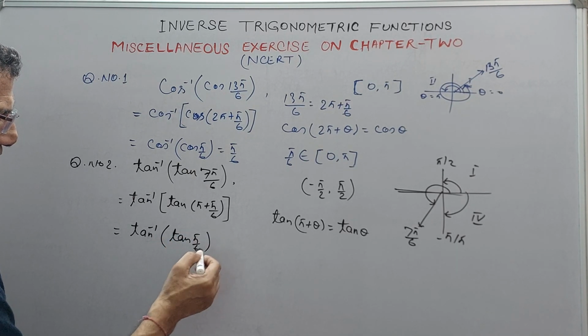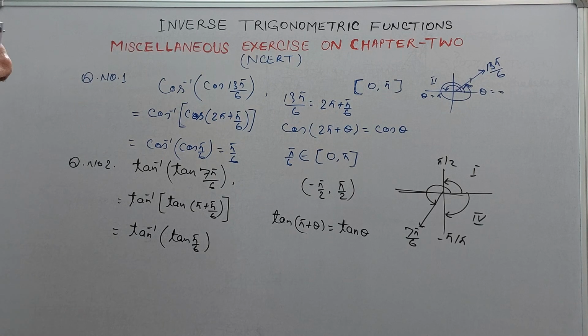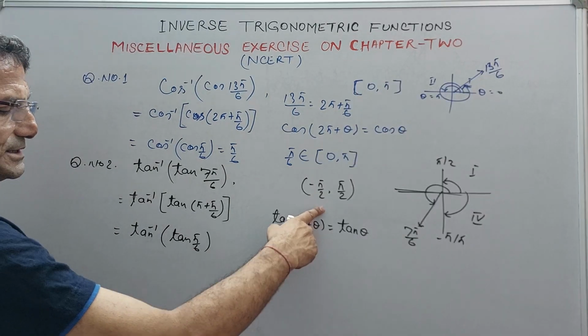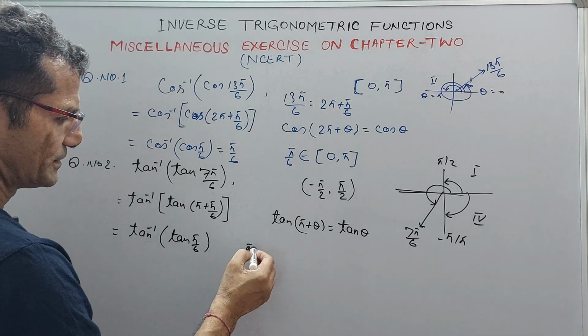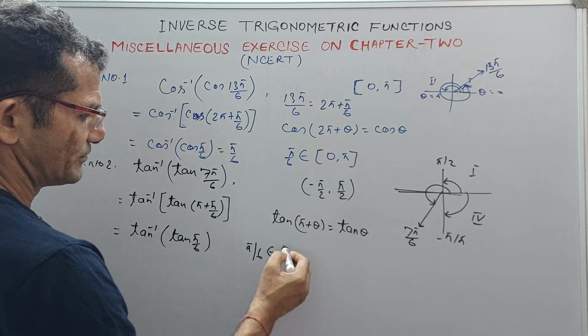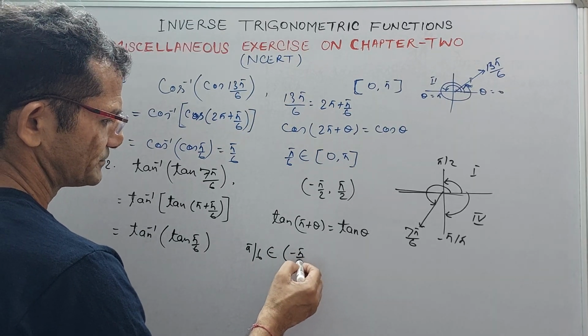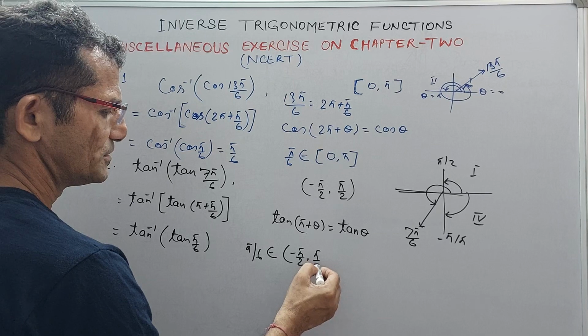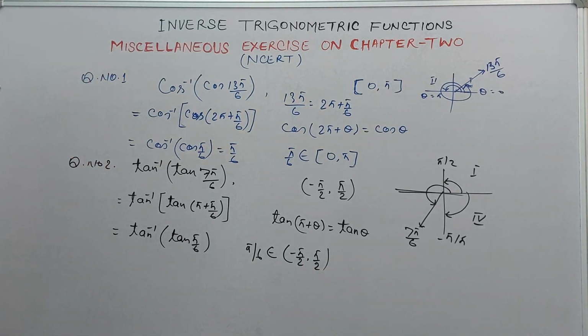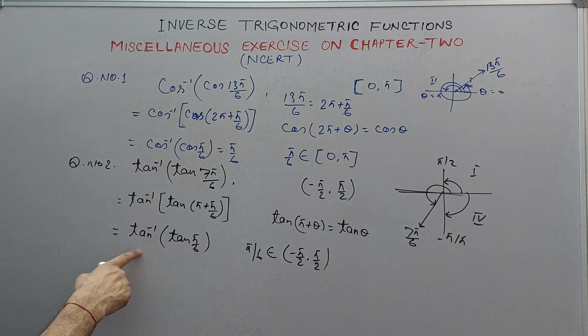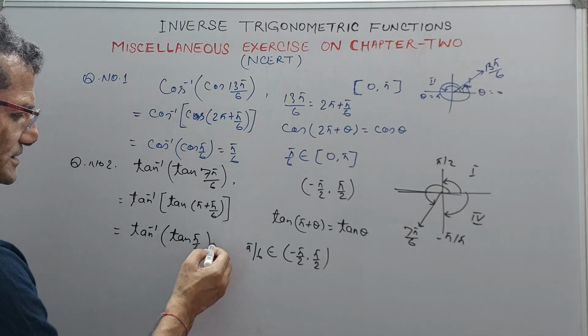Now pi by 6 is 30 degrees, and this 30 degrees is obviously inside this interval. So here pi by 6 belongs to the open interval minus pi by 2 to pi by 2. So that's why tan inverse tan 7 pi by 6 will be pi by 6. This is our answer.